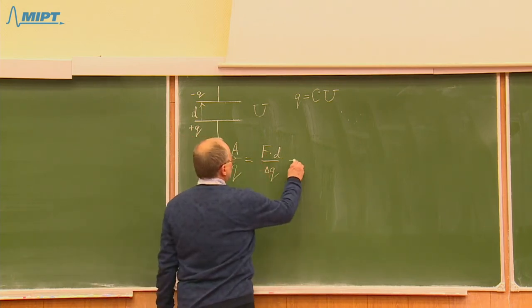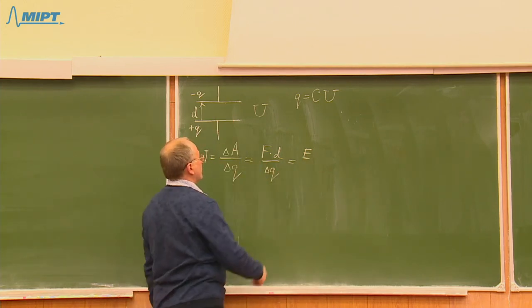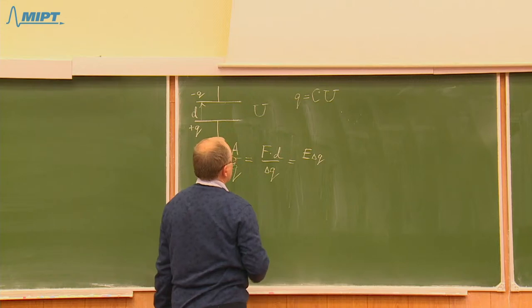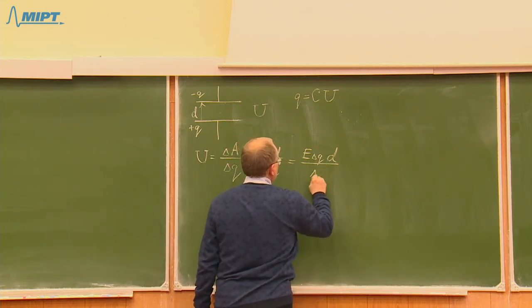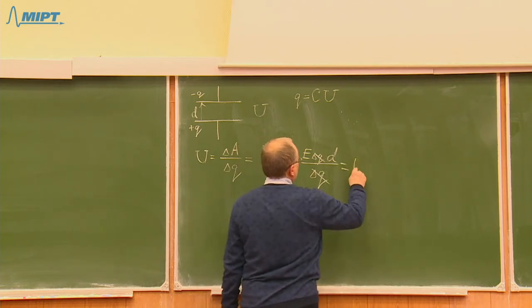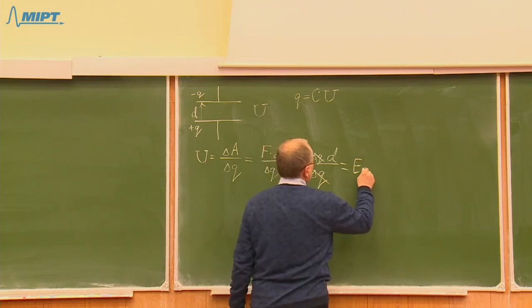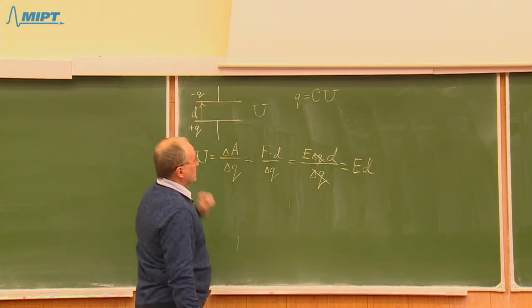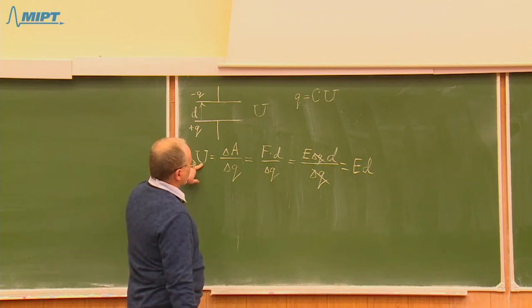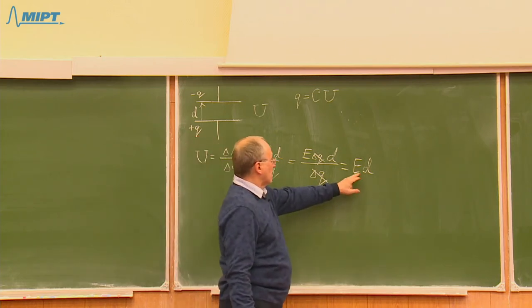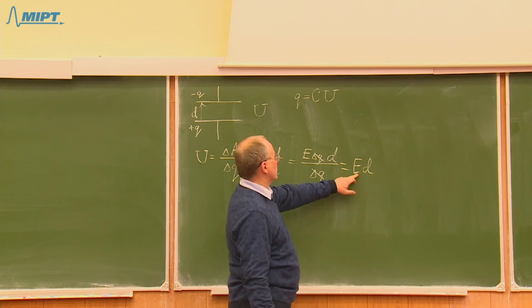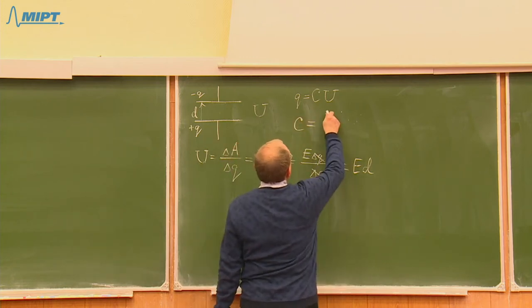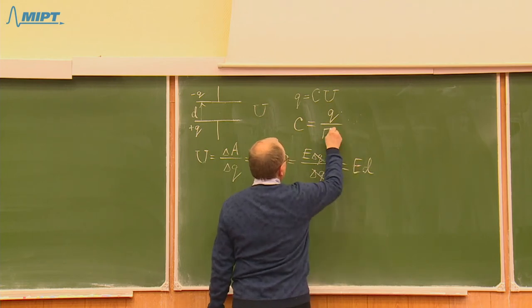As this is the force acting on the charge, it may be expressed as the field strength times the charge. Field strength times the charge, multiplied by the distance between the plates and divided by delta Q. So by canceling delta Q, we obtain that the potential difference is the field strength times the distance d between the charged plates. So if we know the formula expressing the potential difference through the field strength inside the capacitor, we may say that the capacitance will be equal to the charge of the capacitor divided by E d.